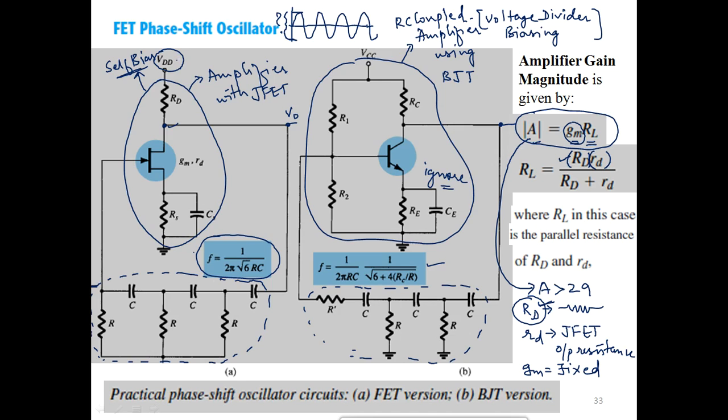The second point is, if I vary the resistors of the feedback network, then I can vary the phase shift. And even if I vary the drain resistance value, I can to some extent control the amplitude of this oscillatory circuit.